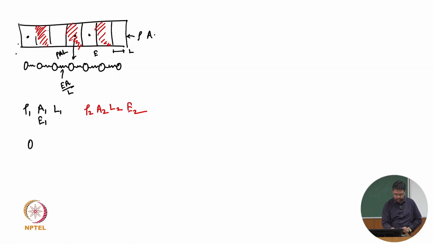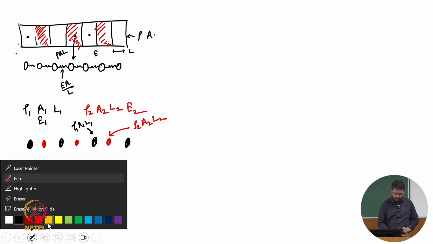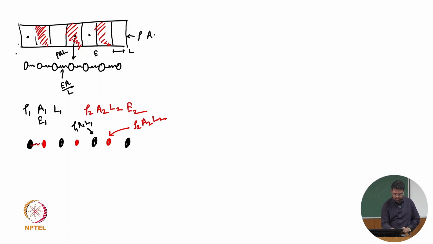Wherever we have the black material we put a black mass, then black, then black, and the red ones will be red mass, red mass, red mass. The mass of each red one is rho 2, A2, L2, and the mass of the black one is rho 1, A1, L1. And in between there will be a stiffness.